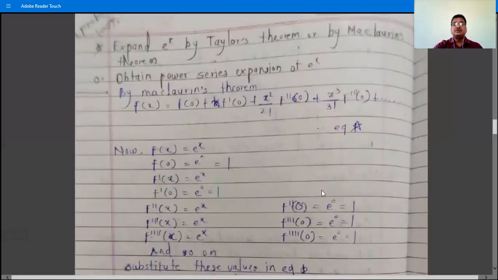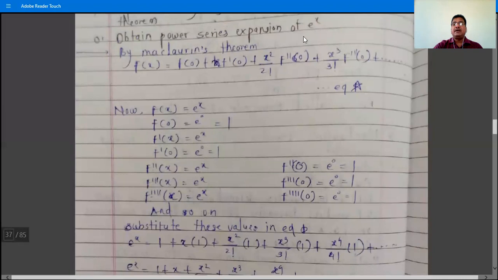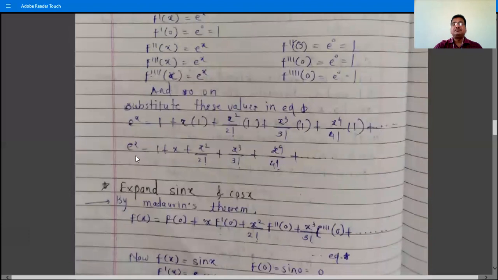Then f of 0 is 1, plus x f dash 0 is 1, plus x square by 2 factorial f double dash 0 is 1, plus x cube by 3 factorial f triple dash 0 is 1, plus the next term x raised to 4 by 4 factorial f raised to 4 of 0 is 1, plus so on. So the expansion of e raised to x is what? 1 plus x plus x square by 2 factorial plus x cube by 3 factorial plus x raised to 4 by 4 factorial in this way. So this is the power series expansion of e raised to x.